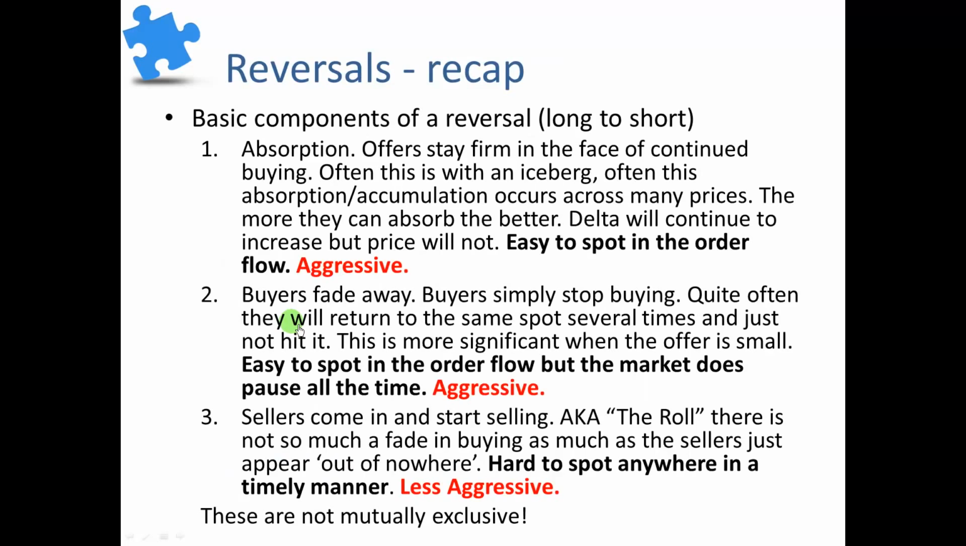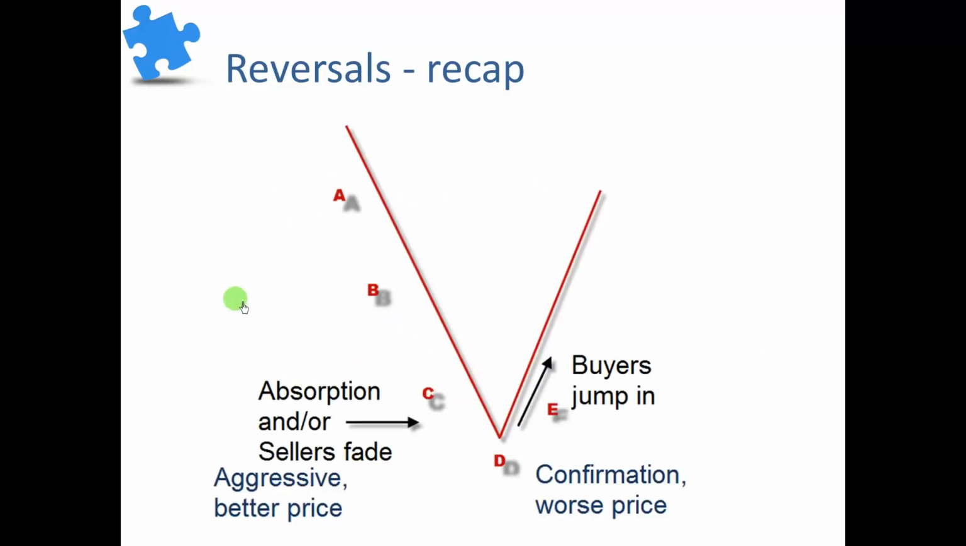Now, we did discuss the 3 elements of a reversal previously. We're not going to go over it again, but just note that these elements of reversal are not mutually exclusive. You do often see more than one of these at a reversal. Now, the absorption and the seller's fade is going to occur at a low. And obviously, if you're seeing the absorption or the seller's fade, you're going to have an earlier signal and a better price. When buyers jump in, that is actually additional confirmation.